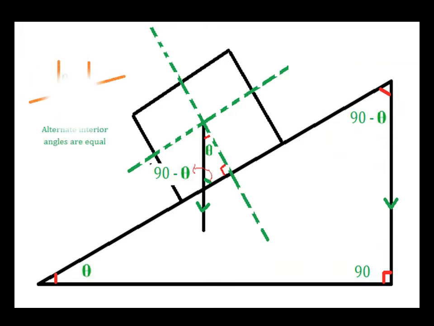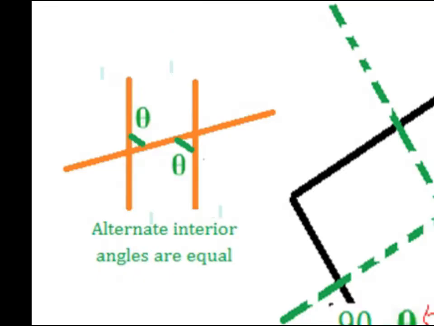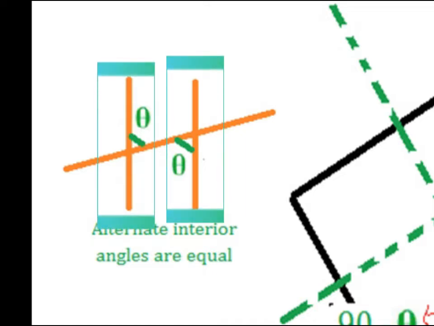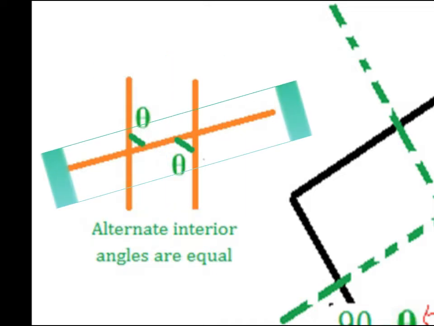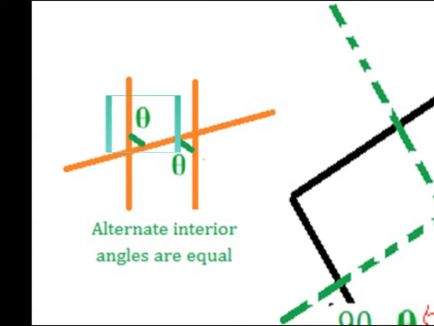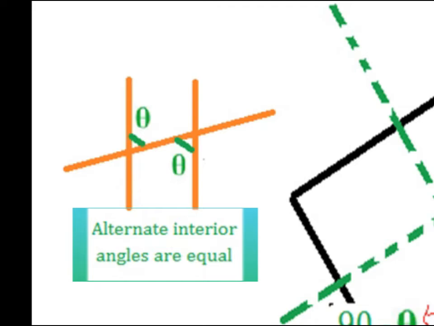Next, we're going to recall the basic knowledge in geometry. If we have two parallel lines and a transversal line, the measurement of this angle is equivalent to this angle here. This is what you call alternate interior angles. So in geometry, alternate interior angles are equal.